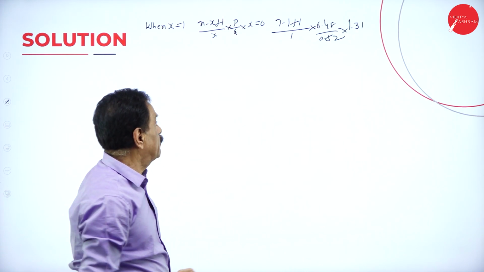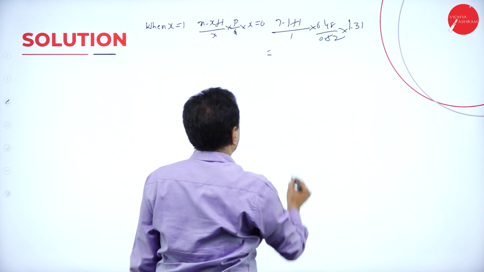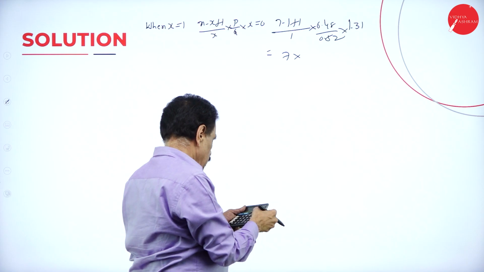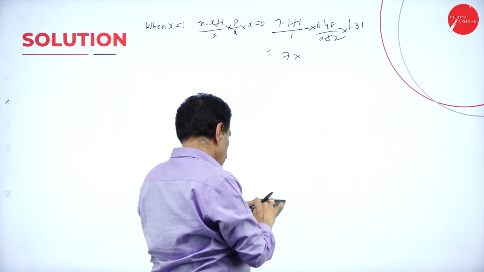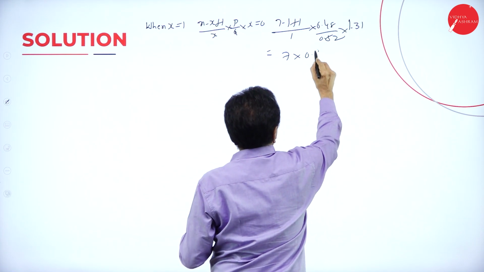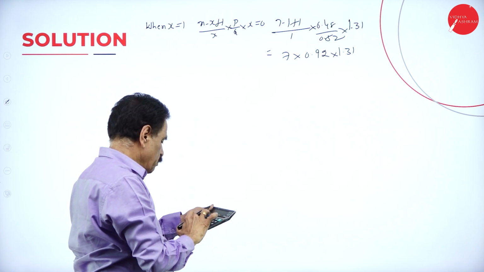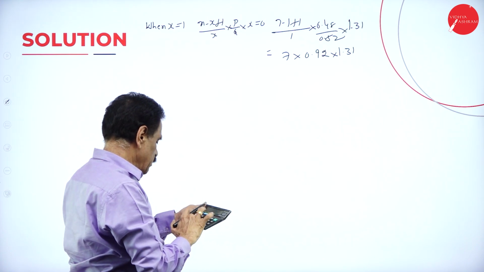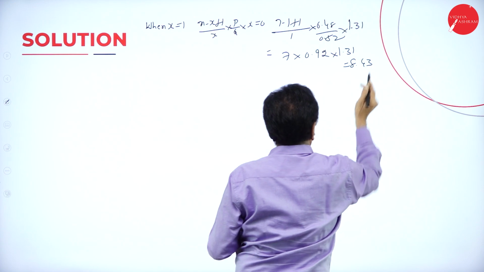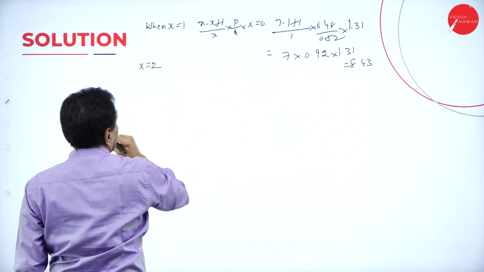This is the recurrence method. 7 minus 1 is 6, plus 1 cancels out, so this is 7. 0.48 divided by 0.52 is 0.92. So 7 into 0.92 into 1.31 is 8.43. Say 8.43.